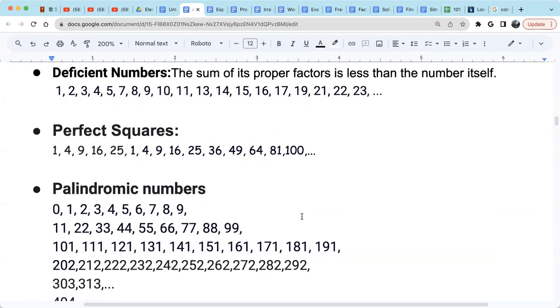Deficient numbers versus abundant numbers. The sum of its proper factors is less than the number itself. Let's see 1. 1 has no proper factors, so its sum is 0. So 0 is less than 1.